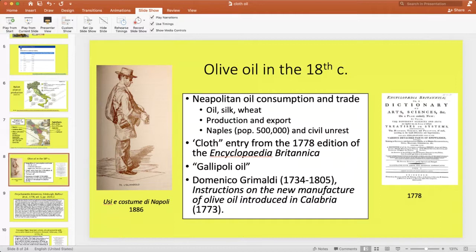It wasn't exported only abroad. It was also important to supply the capital city of Naples, which had an administration specifically devoted to being sure that the urban population had enough olive oil, as it was a crucial food. Estimates are that olive oil provided a significant percentage of calories in peasant diets back to Roman times, and it was also a fuel for lighting. And the picture here, that's from the 19th century, not the 18th, but I'm sure the figure was common to both, is the oleandolo, a fellow who wandered the streets of Naples selling small quantities of oil to the urban residents.